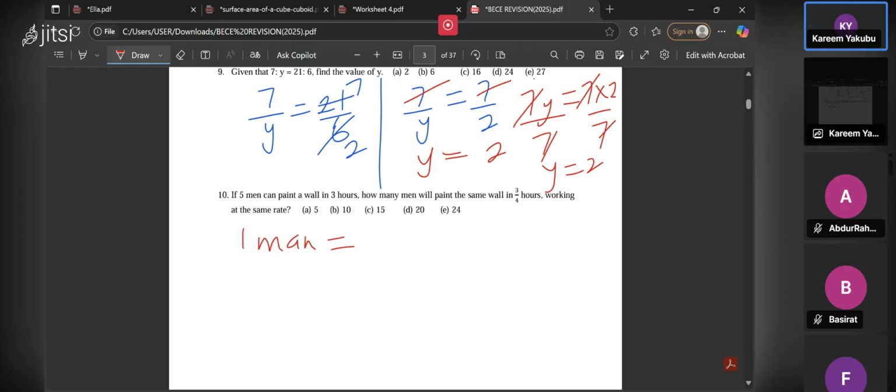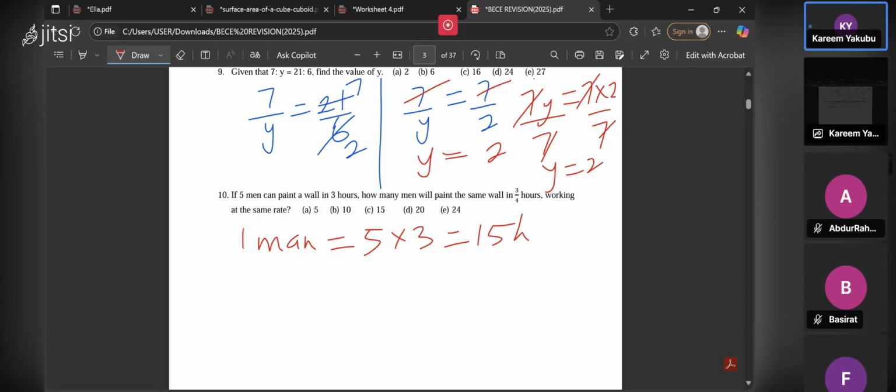One man is going to be the one that was done by 5 men in 3 hours. So one man will take 5 times 3. So that's going to be 15 hours. So one man will use 15 hours to do this work. Now we have 3 over 4 hours. So if one man could use 15 hours, how many people will now solve this one? We now do the same work in 3 over 4 hours, working at the same rate.